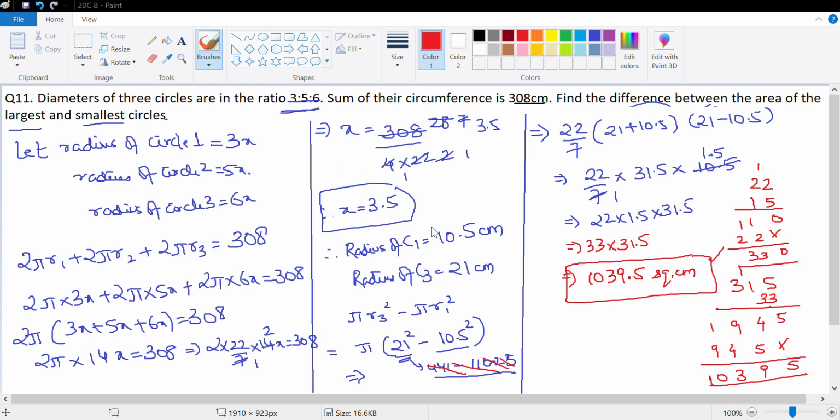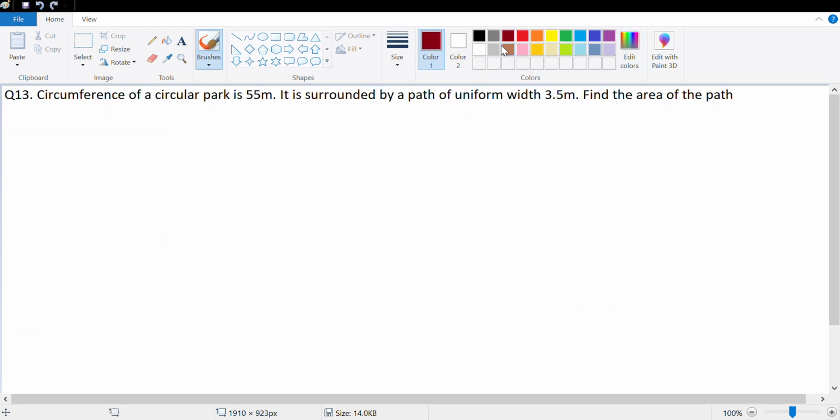Let's look at the next question. The next question that we are doing is question number 13. The circumference of a given circular park is 55 meter. It is surrounded by a path of uniform width of 3.5 meter. So let's just draw a rough diagram. So this is my circular park, and the circumference is given, and then there is a path surrounding it.